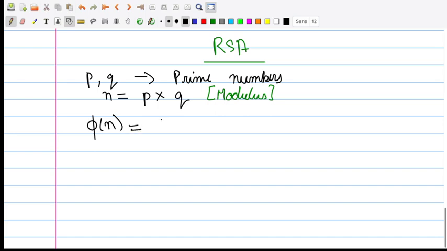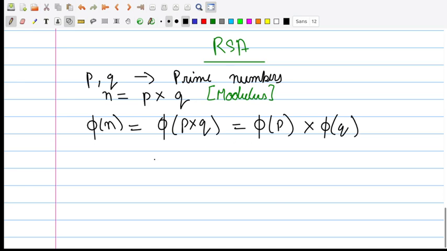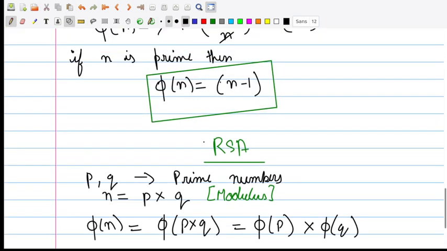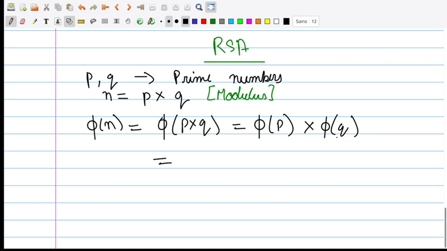So the Totient function, which is phi n, is what? What will happen here? So phi n is phi of P into Q, which equals phi of P into phi of Q. Okay, wait a second. Phi of Q, and this equals, from our observation, when n is a prime number, then the Totient function phi n is n minus 1. So since p and q are prime numbers, the Totient function phi is basically p minus 1 into q minus 1. All right. So this is our phi n.